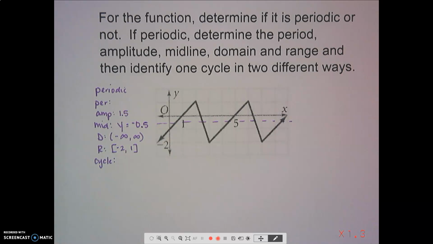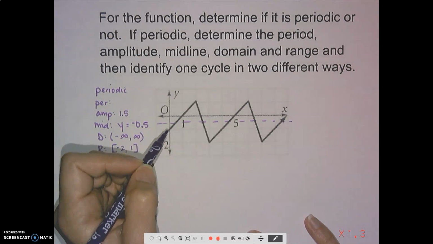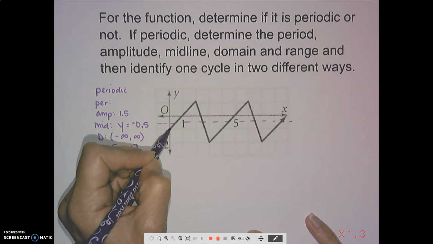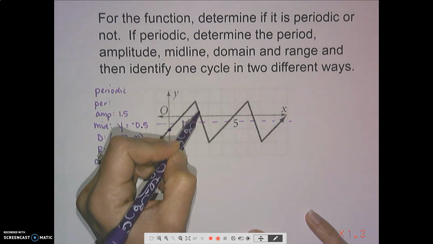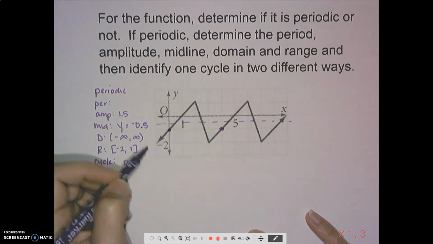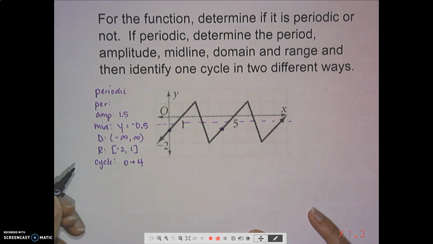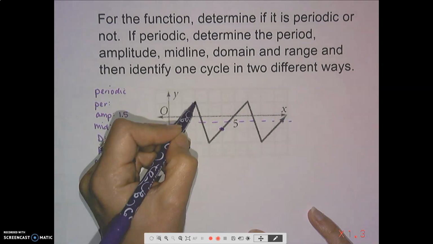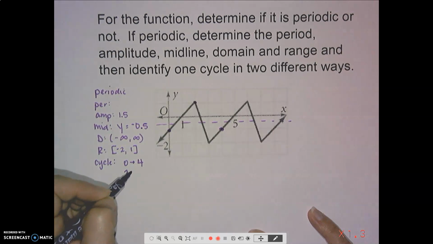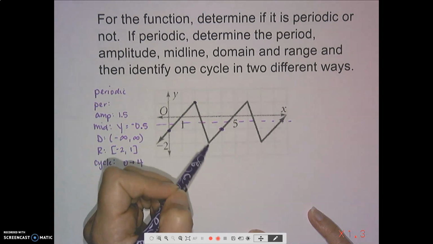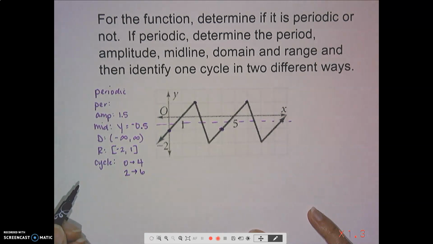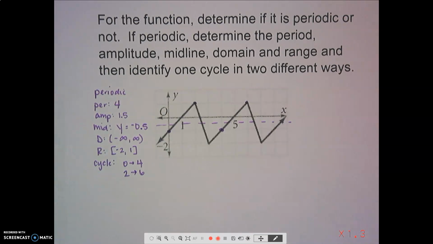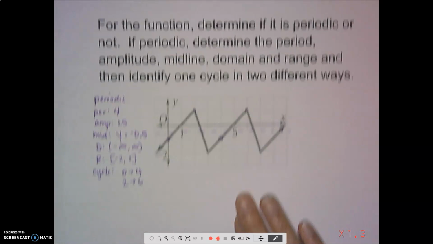All right, for one cycle, I notice that I can start here, let's say, at 0, and I would need to go all the way over here to 4. I could also start at the top of this, which is at 2, and go back to the top again, which is at 6. And 0 to 4, 2 to 6 are both the same thing with a period of 4. Okay? So obviously there's lots of other ones, you just need to find 2 of them.